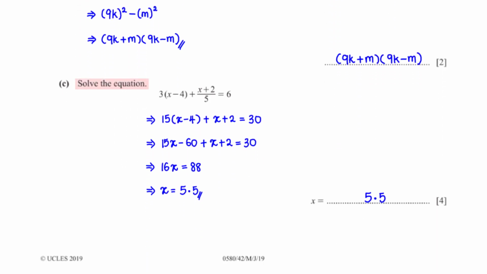Solve the equation 3 times (x minus 4) plus (x plus 2) over 5 equals 6. When we multiply through the equation by 5, this is what we have. When we expand the brackets, 15 times x is 15x, and 15 times negative 4 is negative 60. When we group like terms, we get 16x equals 88. When we divide both sides by 16, we have x equals 5.5.